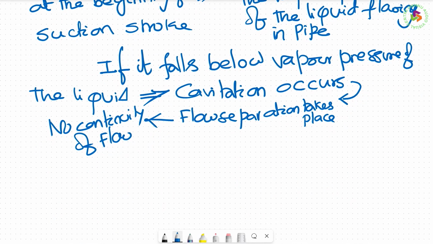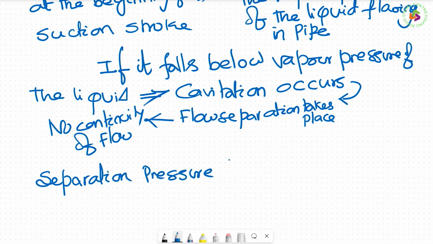So this vapor pressure, we call it separation pressure head. This separation pressure head is nothing but the vapor pressure head. Why am I writing separation? Because of vapor pressure. Finally, what are we doing this for? Separation should not occur. The speed should be such that there will be no separation of flow. If separation occurs, that is what I call H separation.